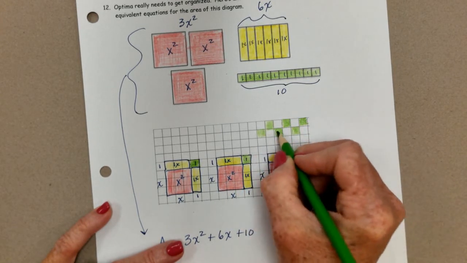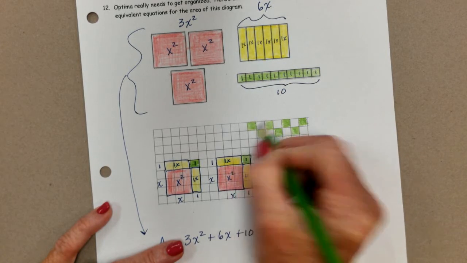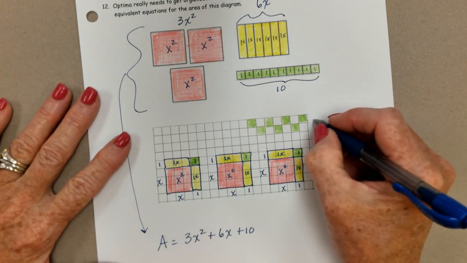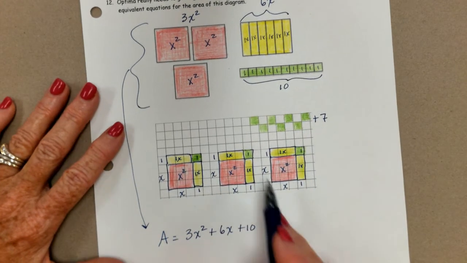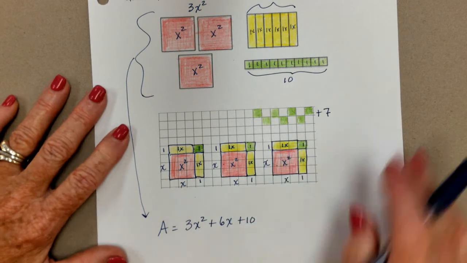One, 2, 3, 4, 5, 6. One more. 7. All right, so this is 7 of these guys over here. So we've got these 3 squares, these 3 quilt squares, and then we've got 7 of these little itty-bitty green pieces left over.